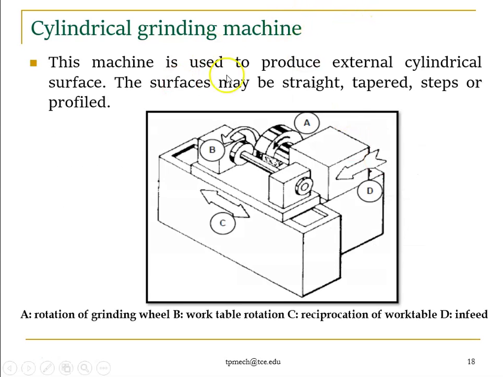The cylindrical grinding machine is used to produce external cylindrical surfaces. The surface may be straight, tapered, stepped or profiled. So this is the image of a cylindrical grinding machine, where we have two columns like our lathe headstock and tailstock, and on the two columns we have two centers. In between the centers we place our cylindrical workpiece, which also rotates, and we have a separate part called the grinding wheel, which also rotates. So A is rotation of the grinding wheel, B is work table rotation, which means workpiece rotation, C is reciprocation of the table, and D is the in-feed or depth of cut. Right. This is a general cylindrical grinding machine.